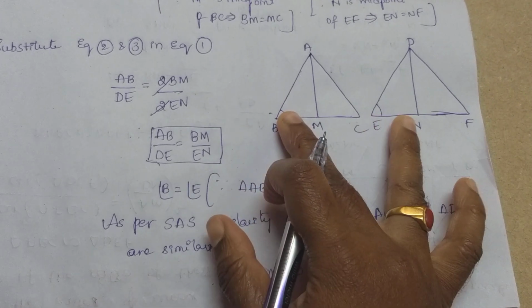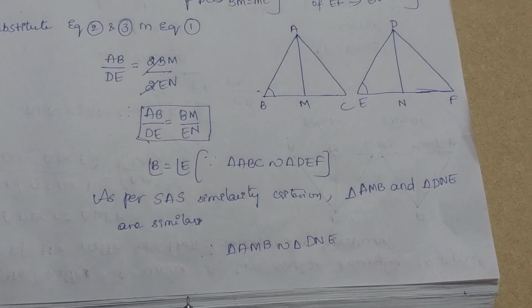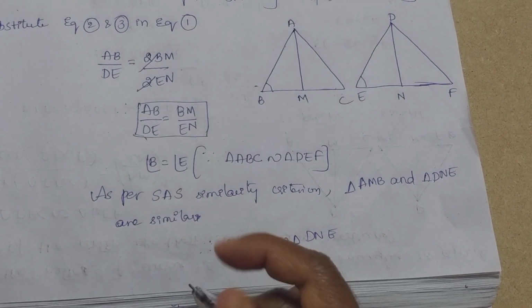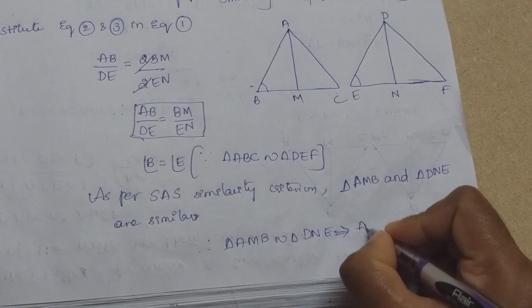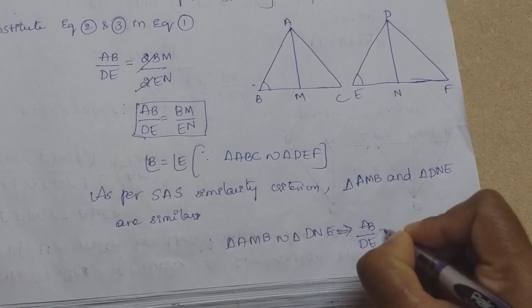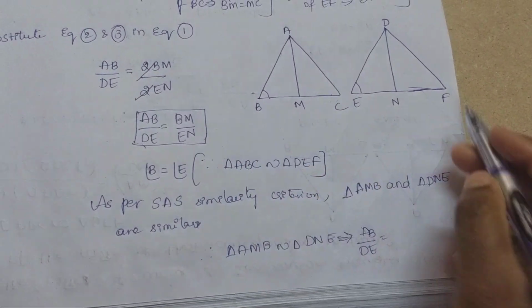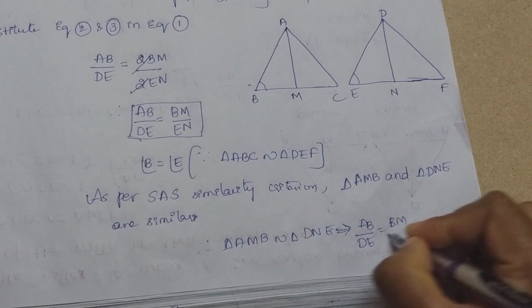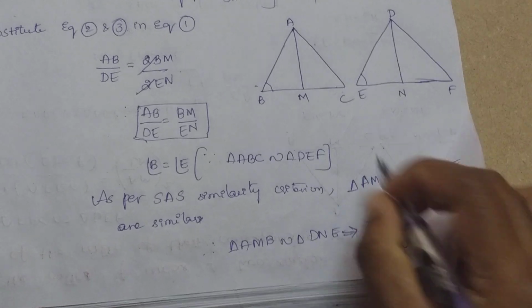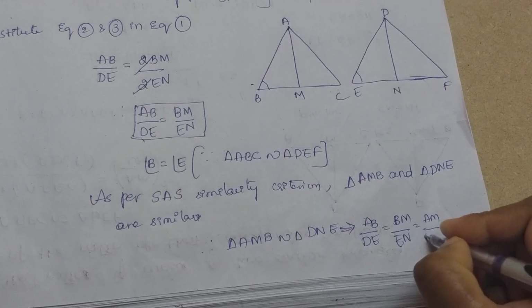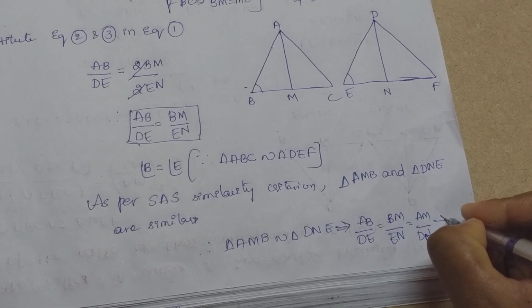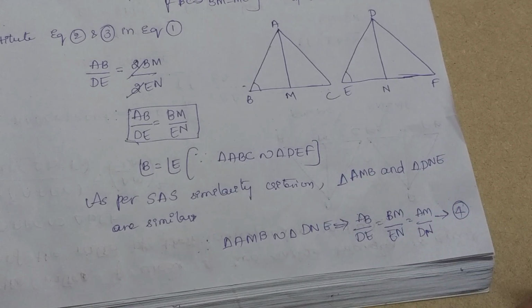If two triangles are similar, it means that their sides are proportional. So from here what can I write? That implies AB by DE equals BM by EN equals AM by DN. I'll put this as equation 4.